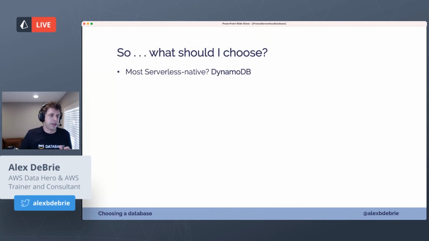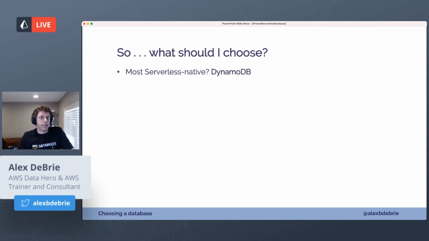Again, I'll try and be fair here. If you want to go the most serverless native, I'm going to recommend Dynamo. I think it fits really well in terms of the connection model, how it scales up and down, the pricing, the IAM, the provisioning, all that sort of stuff. I think Dynamo works there. But again, I'm biased. I'm the Dynamo guy.